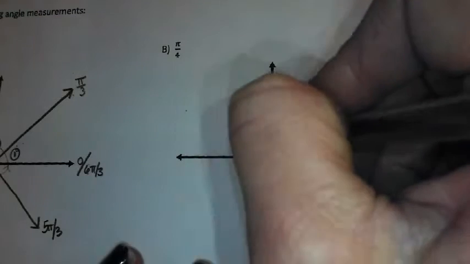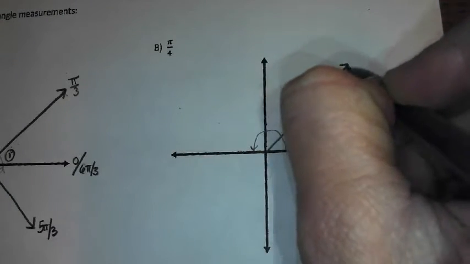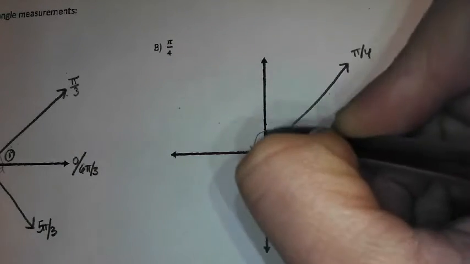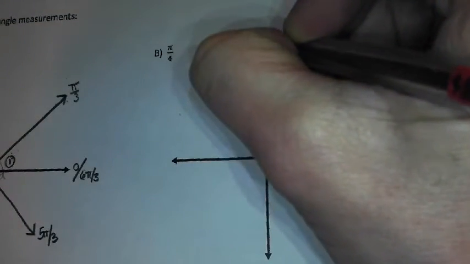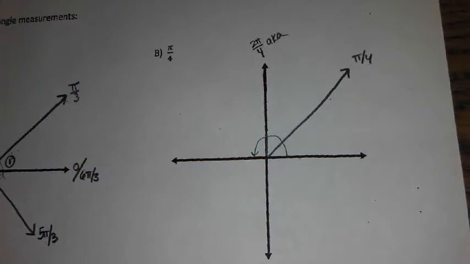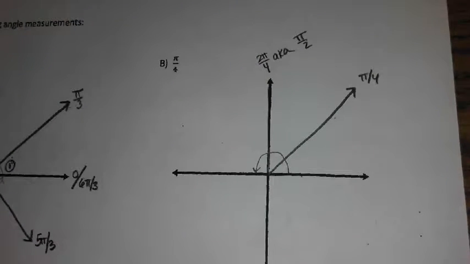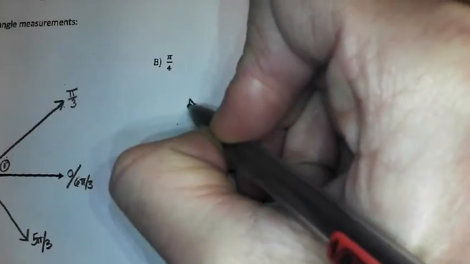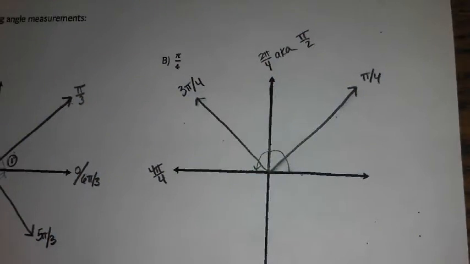Pi over 4. We're going to split this half circle of pi into 4 parts. Now this one's going to be a little bit cleaner because we actually aren't going to ignore the y-axis. We're going to use it. Because here's 1 pi over 4. This is what? 2 pi over 4? AKA, what does that reduce to? Pi over 2, or 1/2 pi, yeah. Then we're going to have 3 pi over 4. And then we're going to have 4 pi over 4, AKA pi.